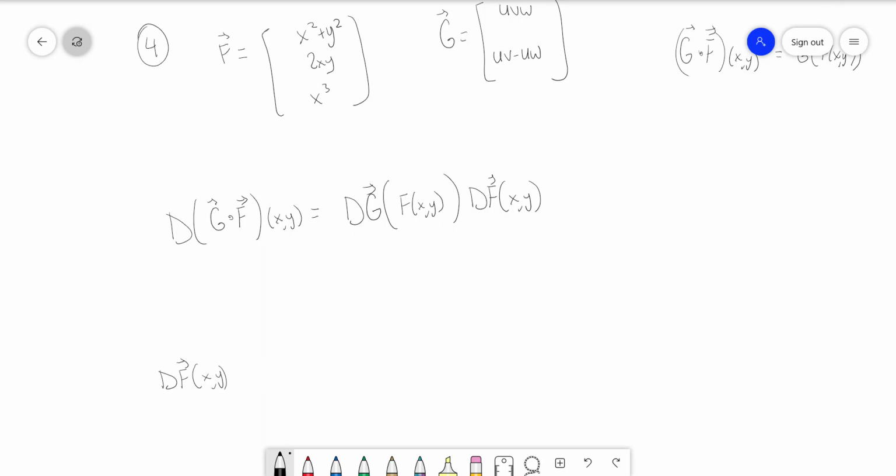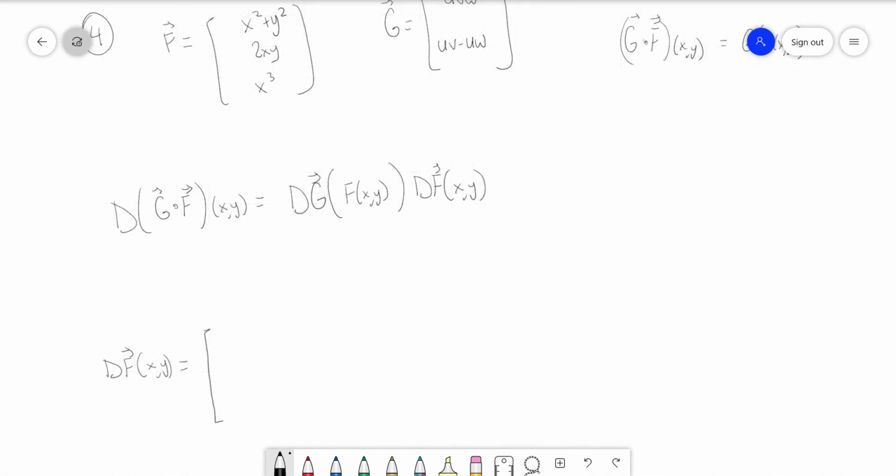So the derivative of f here, we would represent it as a matrix where the way I remember it is for the first column, I'll do the derivatives with respect to the first variable, so with respect to x. So partials with respect to x will be 2x, 2y, and 3x squared. Then partial with respect to the second variable, in this case y, will give me the second column. So partials of f with respect to y are 2y, 2x, and 0.